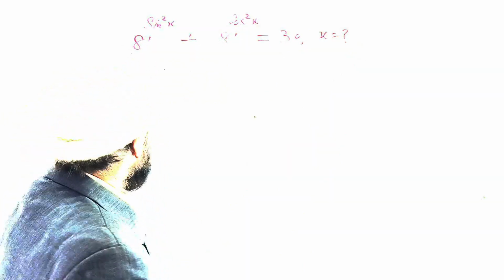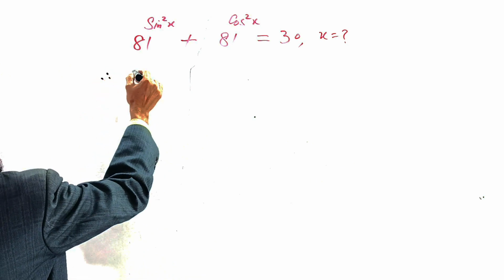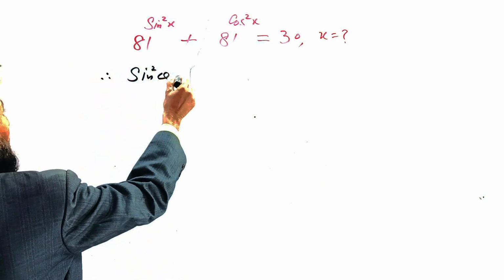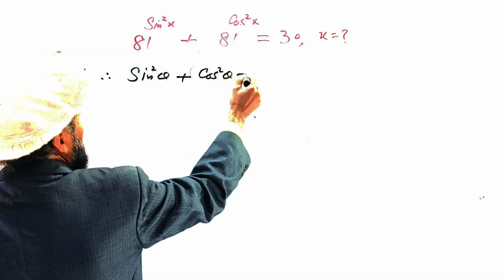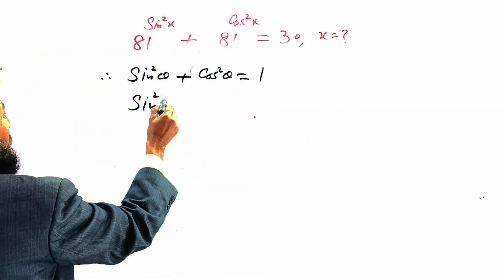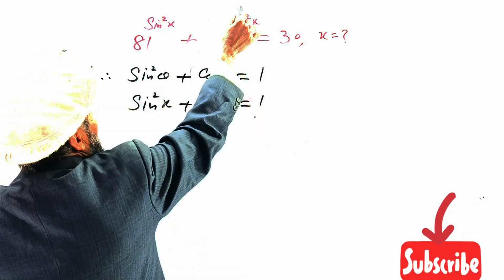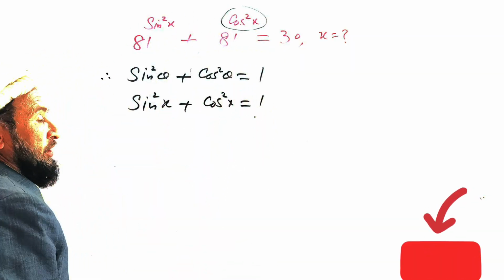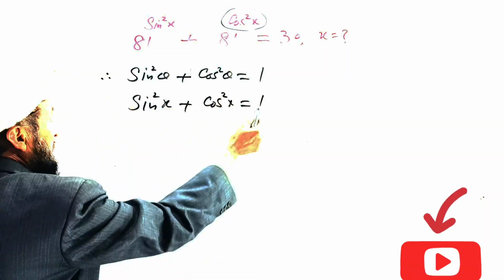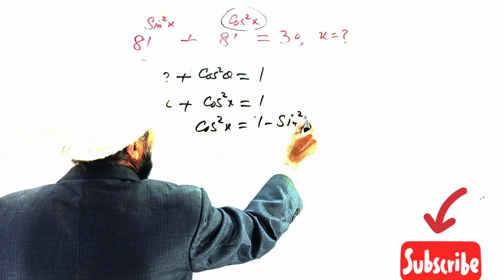Today's question is very tricky. First of all, we use the trigonometric identity sin square theta plus cos square theta is equal to 1. Here x is used, so we can write sin square x plus cos square x is equal to 1. Now we substitute the value of cos square x, so cos square x is equal to 1 minus sin square x.